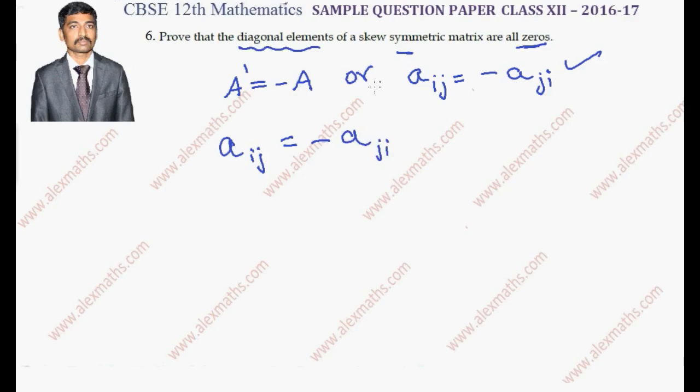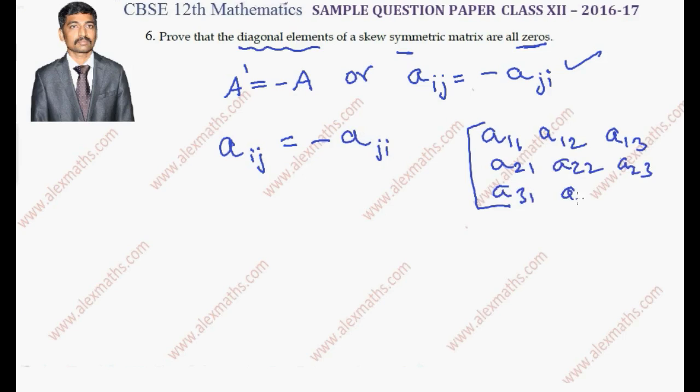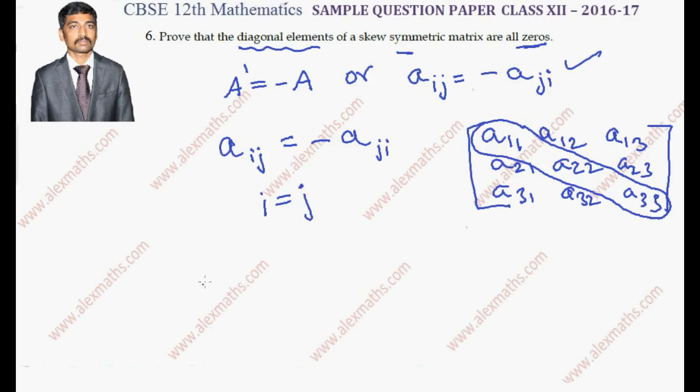They have given about the diagonal elements. For diagonal elements, both i and j are equal. That is, if you have A11, A12, A13, and the next row is A21, A22, A23, then A31, A32, A33, we see all the diagonal elements have i and j equal. So I am going to take i equal to j here.